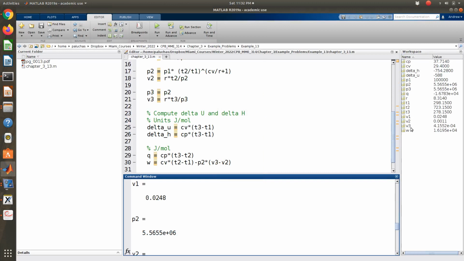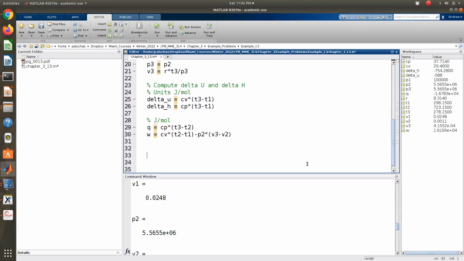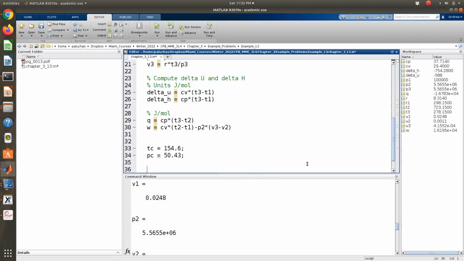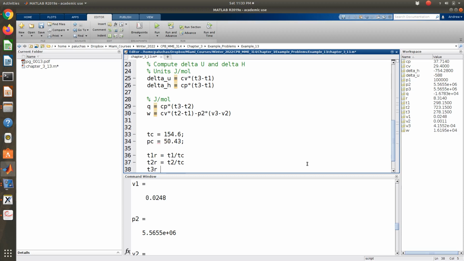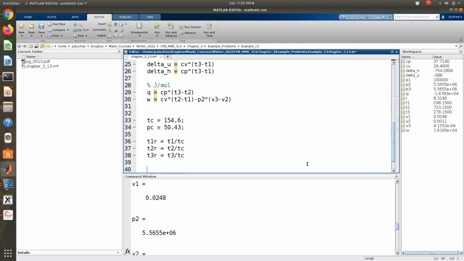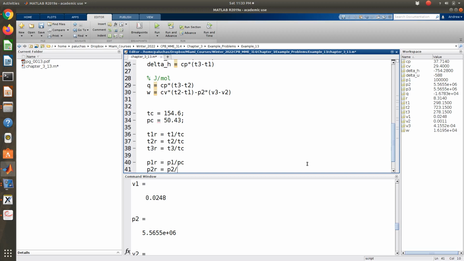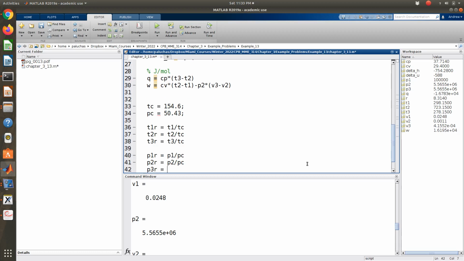And so what I want to calculate here is the relative values, or reduced values. TC is 154.6, and PC is in bars. So T1R would be T1 divided by TC. T2R would be T2 divided by TC. T3R would be T3 divided by TC. And we could do the same thing with pressure. P1R would be P1 over PC. P2R would be P2 divided by PC. And P3R would be P3 divided by PC.